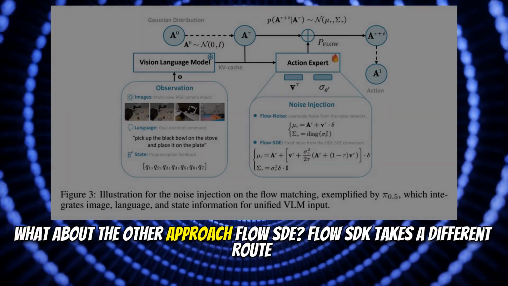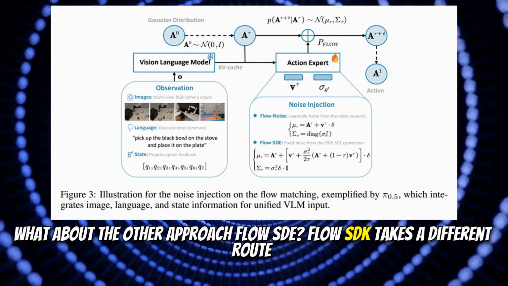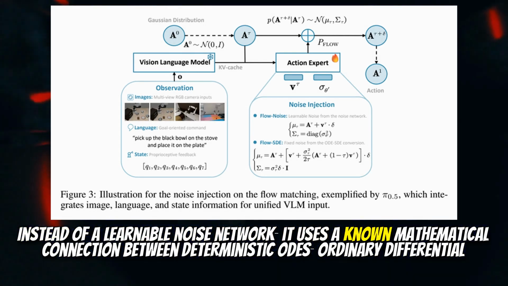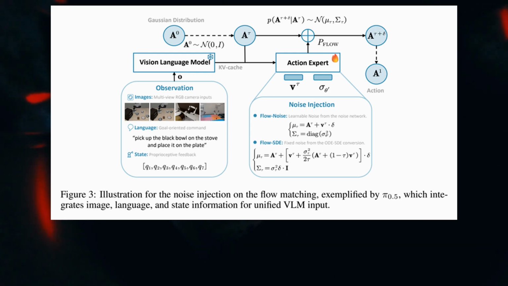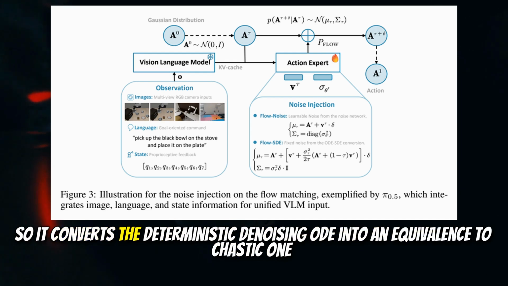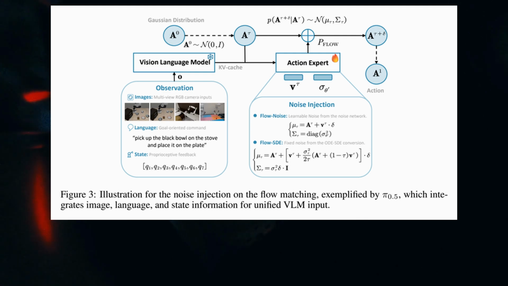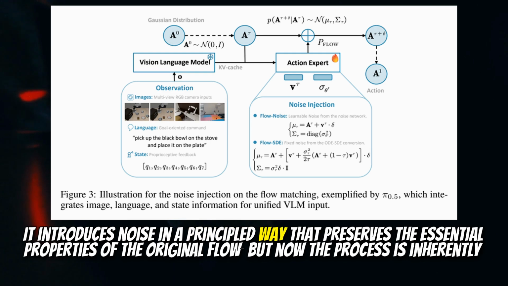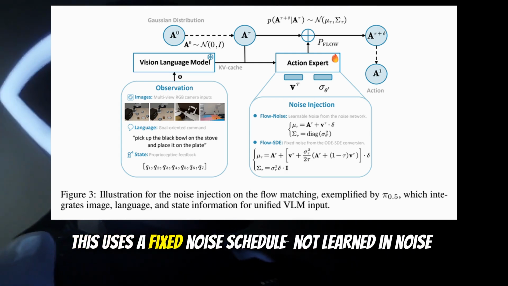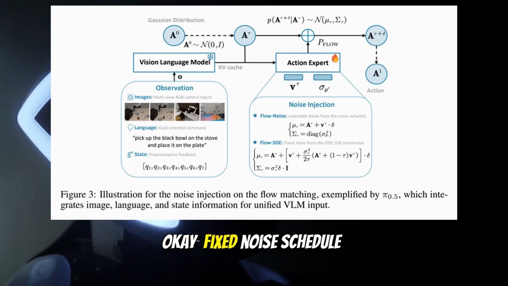Right. What about the other approach, Flow-SDE? Flow-SDE takes a different route. Instead of a learnable noise network, it uses a known mathematical connection between deterministic ODEs, ordinary differential equations, and related SDEs, stochastic differential equations. So it converts the deterministic denoising ODE into an equivalent stochastic one. Basically, yes. It introduces noise in a principled way that preserves the essential properties of the original flow, but now the process is inherently random. This uses a fixed noise schedule, not learned noise. Okay, fixed noise schedule.